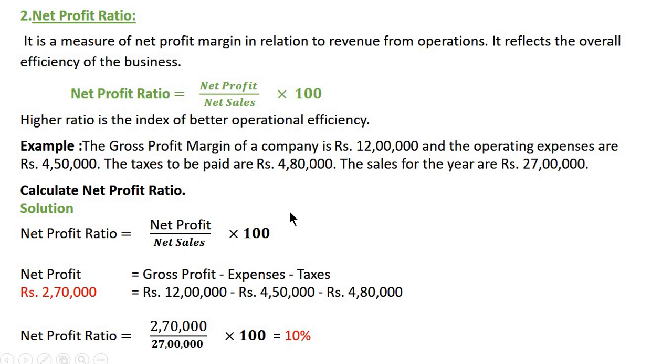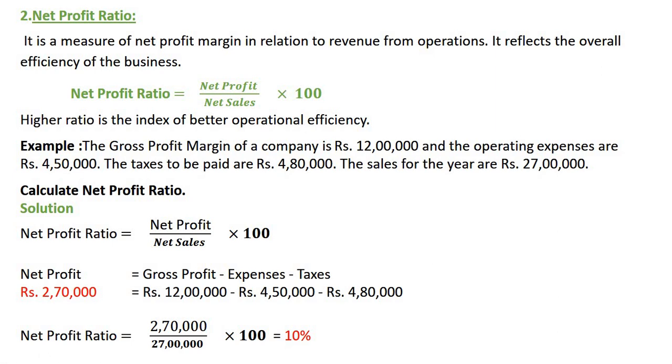The sales for the year are 27 lakh rupees, and the net profit ratio is net profit divided by net sales into 100. Here in this problem, the net profit figure is not given, but we can ascertain this net profit by deducting the operating expenses and taxes out of the gross profit. The gross profit is 12 lakh rupees, and with expenses of 4 lakh 50,000 and taxes of 4 lakh 80,000 deducted, the net profit is 2 lakh 70,000. This net profit of 2 lakh 70,000 divided by the sales of 27 lakh rupees and multiplied by 100, the answer is 10%.